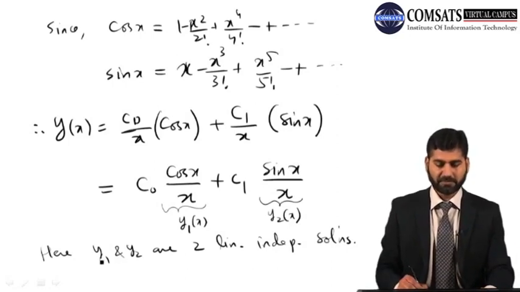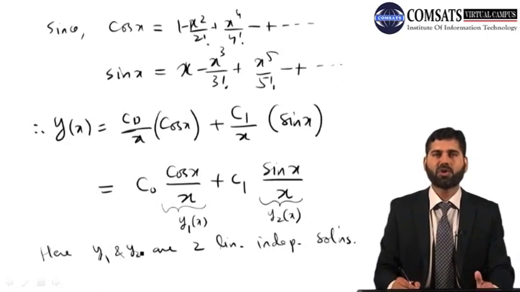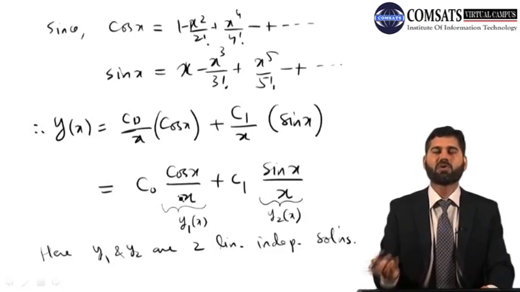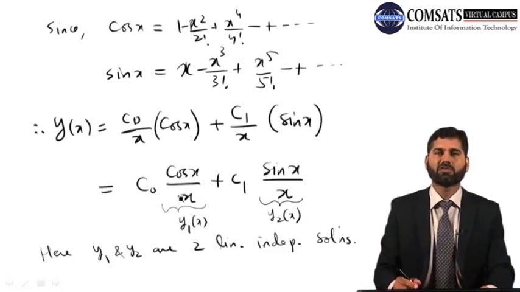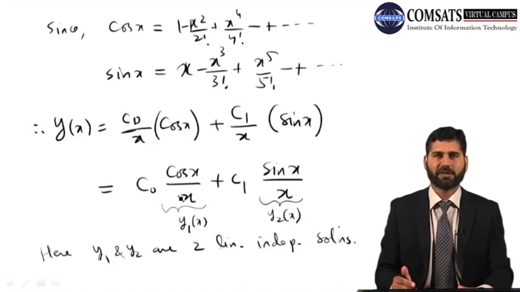So here, if it turns out that we don't get the second solution, if we don't get two linearly independent solutions, then we will go back to r is equal to 0 and try to find the new solution. All right, that may or may not be possible, but we will have to see.